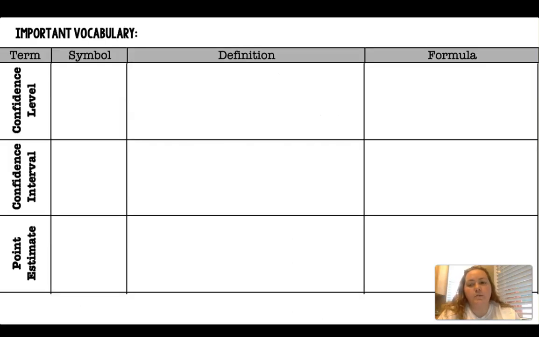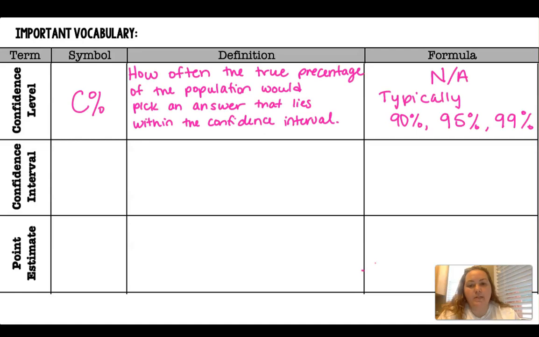All right, so we're going to go over some important vocabulary and formulas and their definitions. So confidence level is the percentage, sometimes we'll use capital C or capital C %, of how often the true percentage of the population would pick an answer that lies within the confidence interval. There's not really a formula for this, but the typical confidence levels that we use in statistics are 90%, 95%, and 99%.